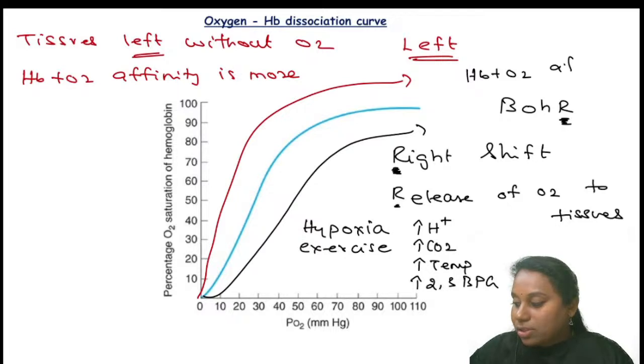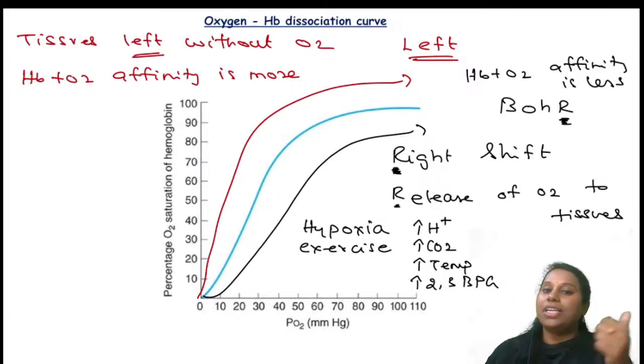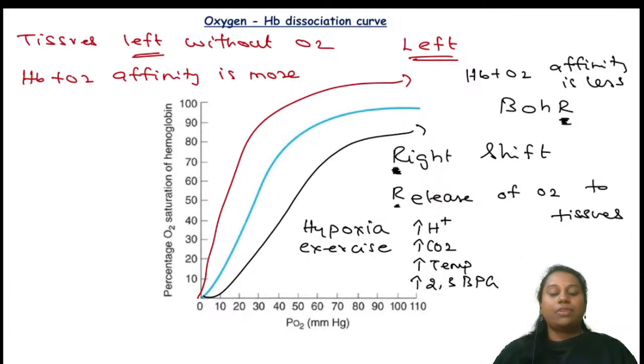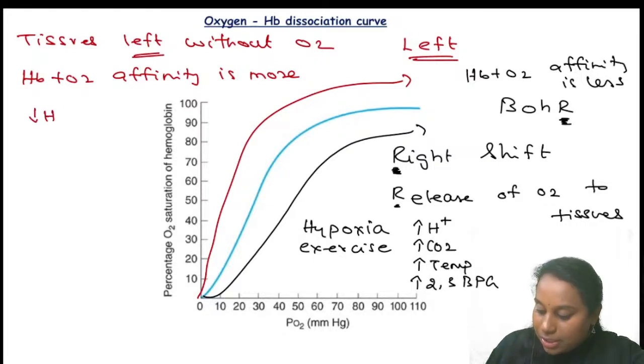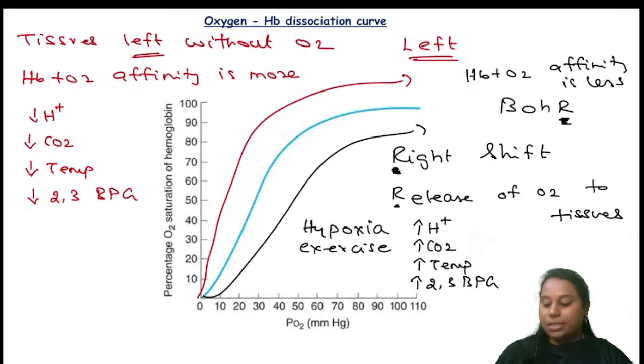Hemoglobin oxygen affinity is less in right shift, whereas hemoglobin oxygen affinity is more in left shift. What are the factors which cause left shift? Left means something negative. Left, negative. So we'll put all decreasing factors: decrease in H plus, decrease in CO2, decrease in temperature, and decrease in 2,3-BPG, 2,3-bisphosphoglycerate.